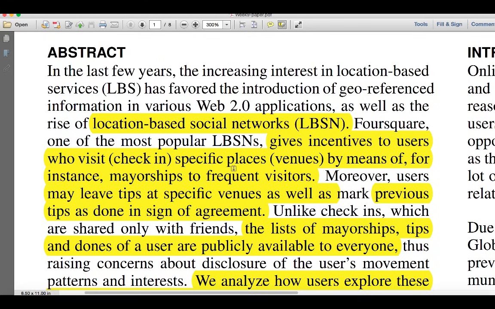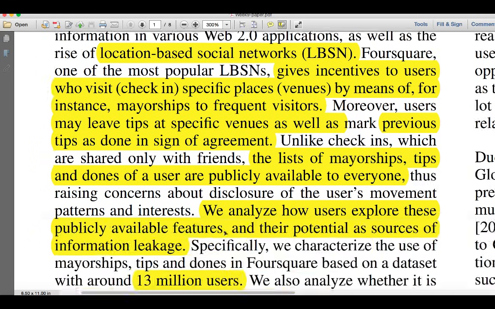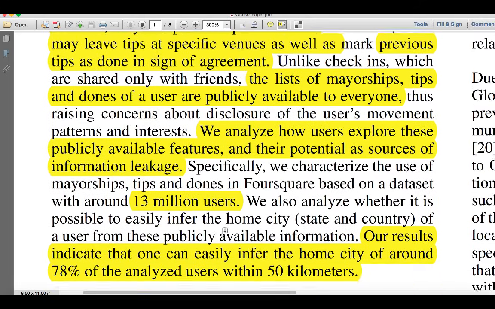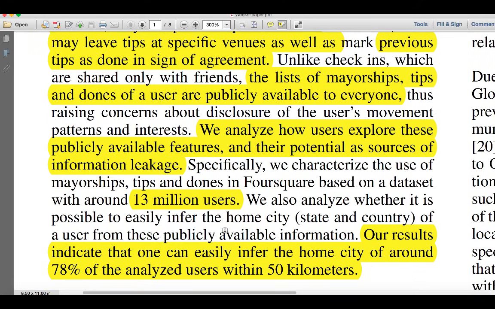That's a tip. And if you agree on the tips, like the like in Facebook, or like the retweet, or the like in Twitter, again there is something called as done, D-O-N-E, in Foursquare, which is actually again saying that I like this tip. So if you see, check-ins are actually available only for your friends, but the list of mayorships, tips, and dones of users are publicly available to everyone, right?